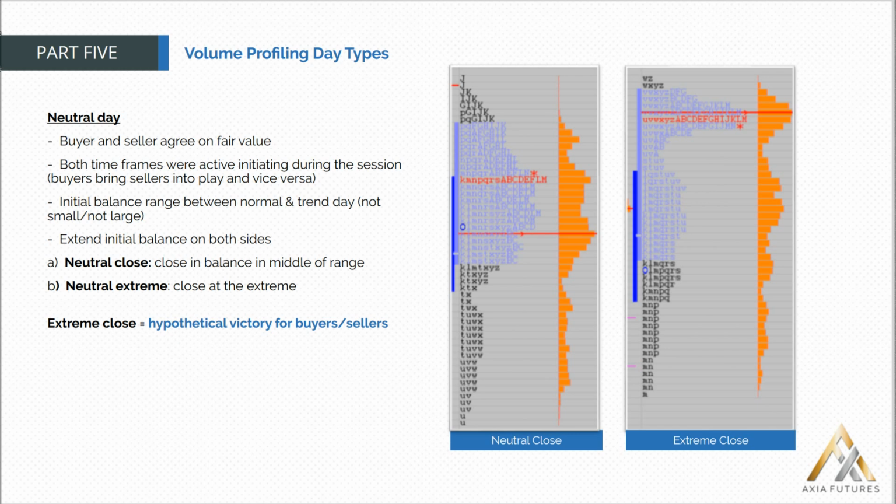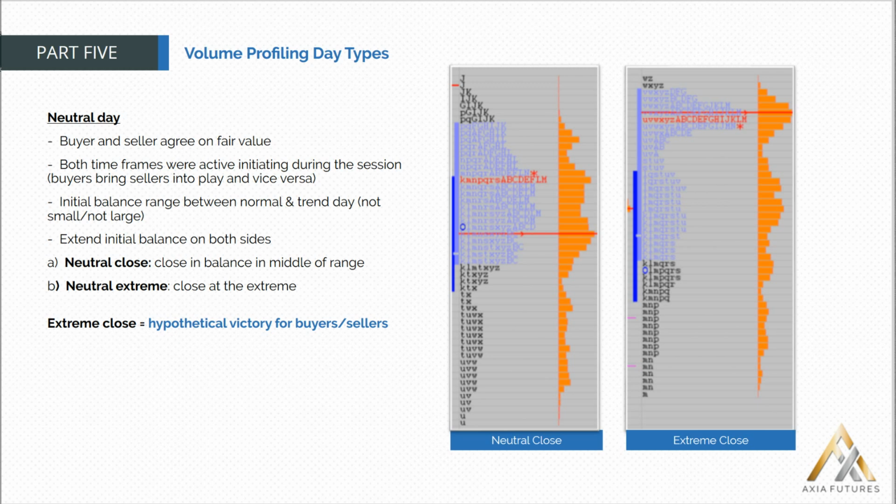So a very important strategy that a lot of traders look for is once we've taken out one side of the initial balance and shown some sort of reversal indications, we then look to target the other side of the initial balance being broken. Again, this is another important non-trending day type. Note, we do extend the initial balance on both sides.